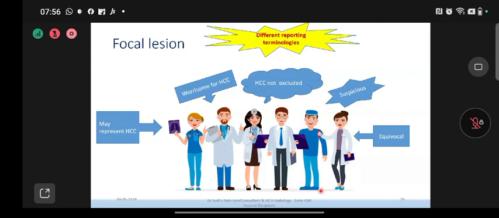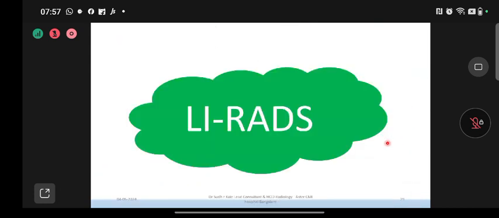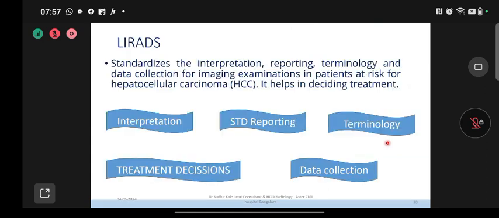Many times you come across reports saying may represent HCC, worrisome for HCC, HCC not excluded, suspicious, equivocal. It is very difficult for the surgeon, oncologist, oncosurgeon, or the interventionist. They don't know which one to act upon or what to do, because there is no clear-cut clarity in the final diagnosis. So it's quite confusing.